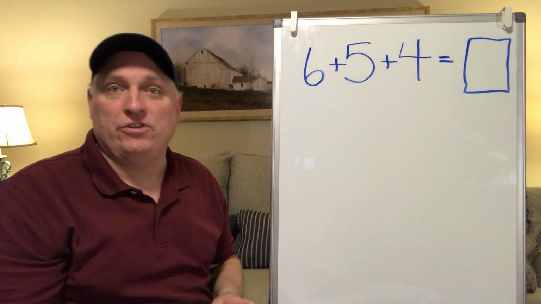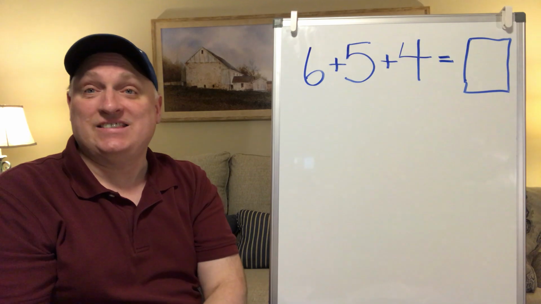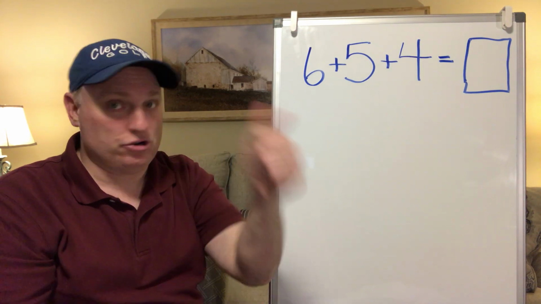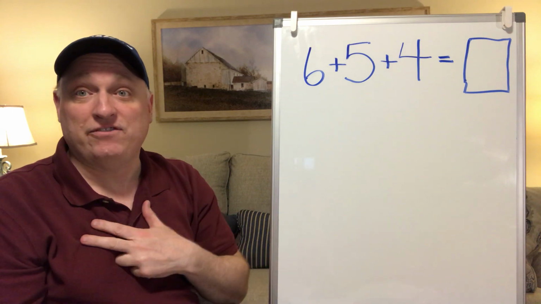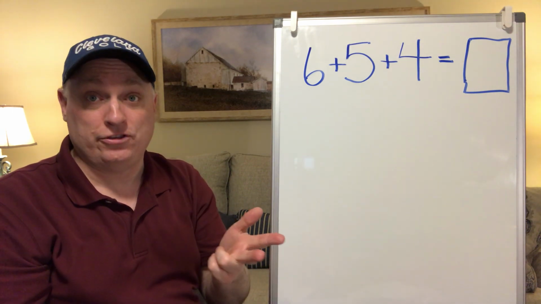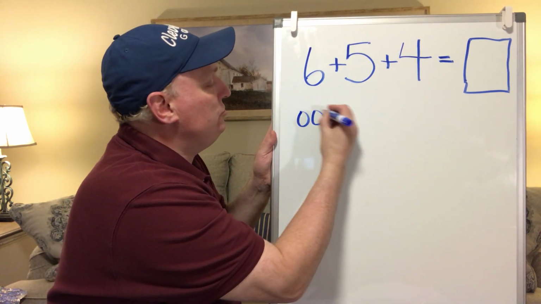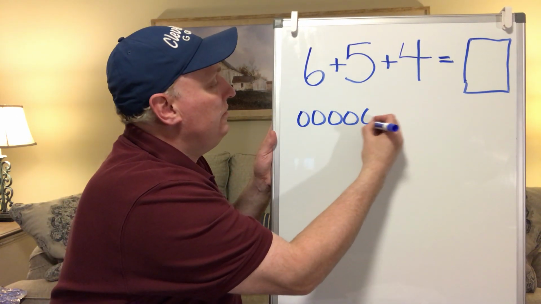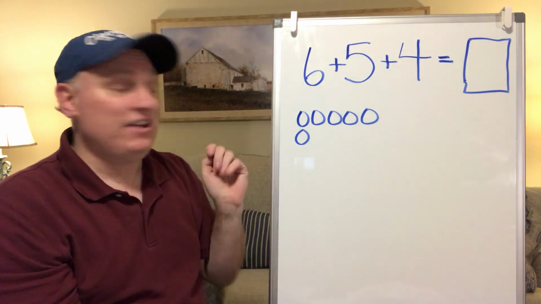The next step, boys and girls, was to draw a picture. Now, I have 3 different addends that I have to draw pictures for. So I'm going to use circles for the first one. I'm going to use X's for the second one. And since my first name is Rob, I'm going to use R's for the third one. So I'm going to do 6 circles. 1, 2, 3, 4, 5, 6. Now I'm going to do 5 X's.